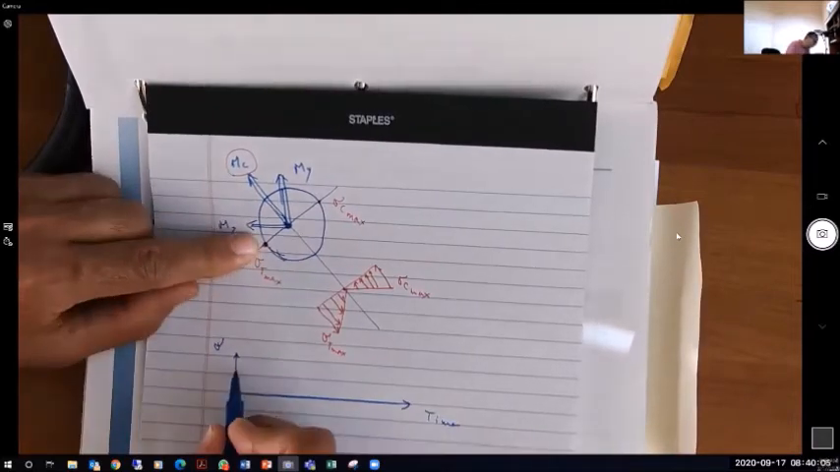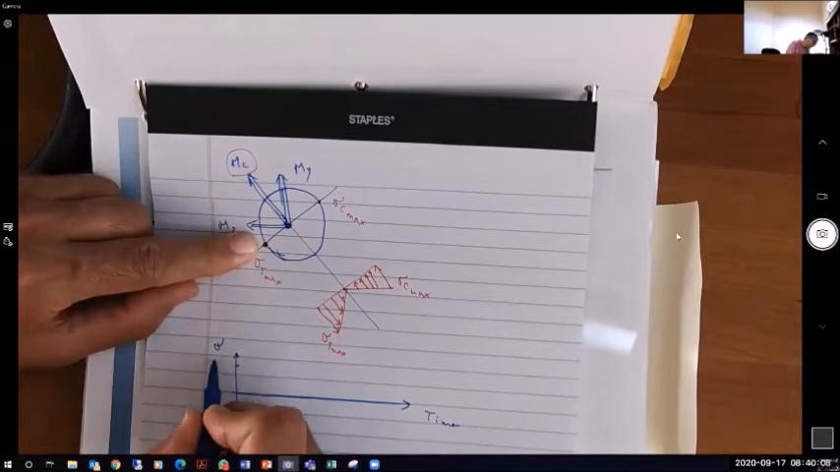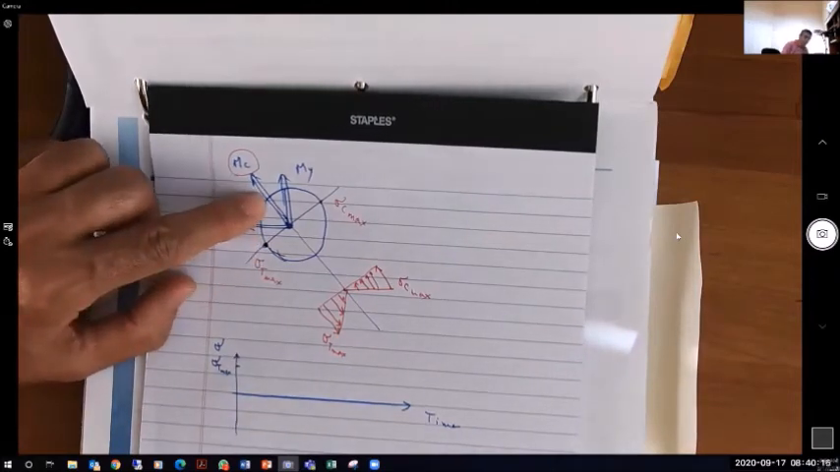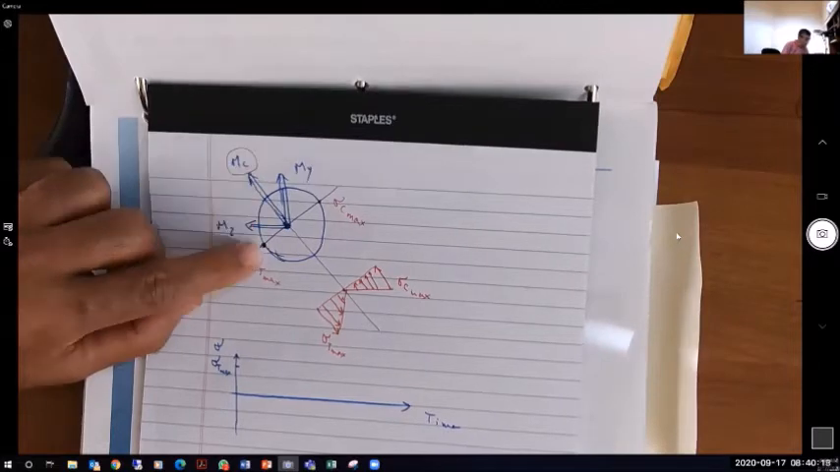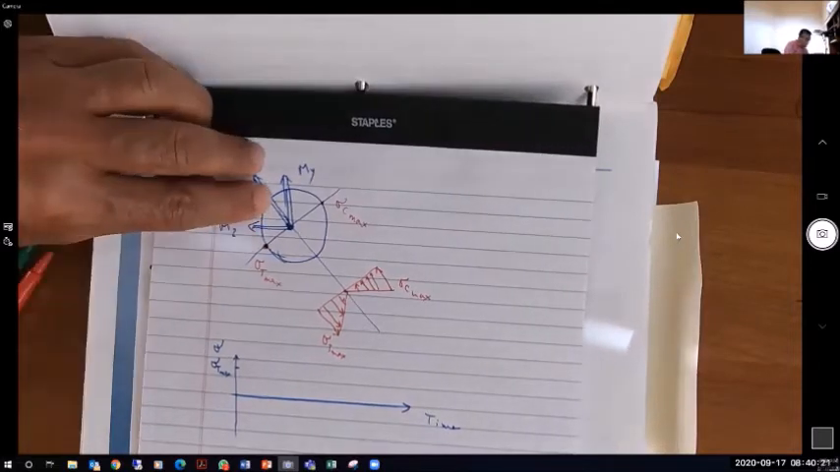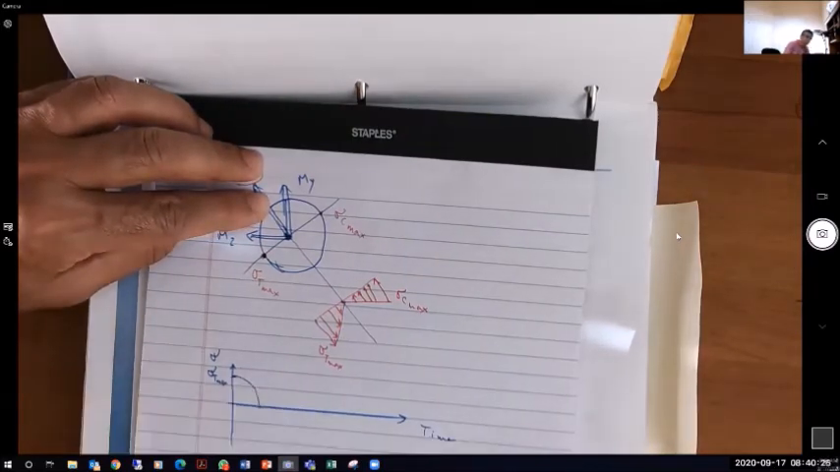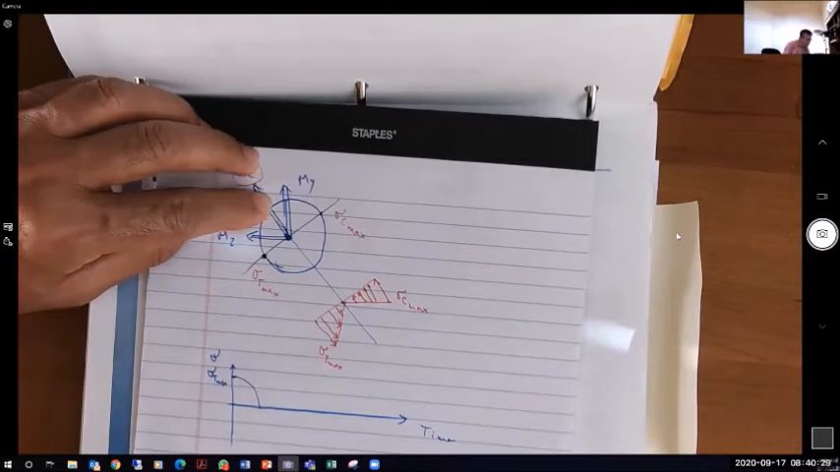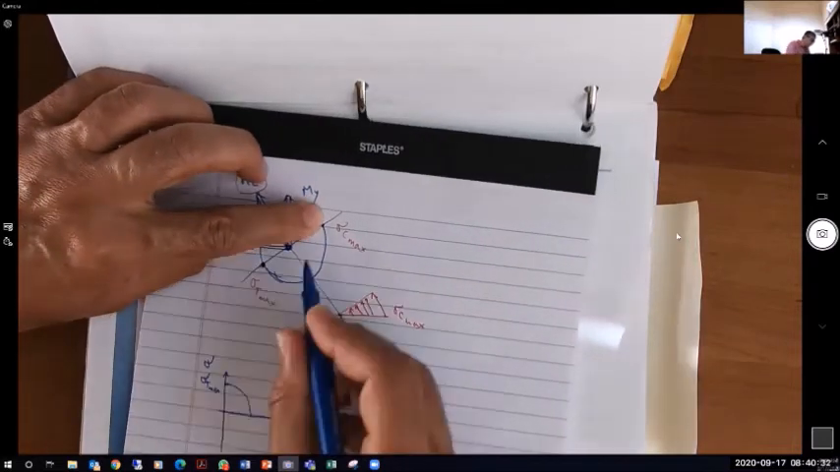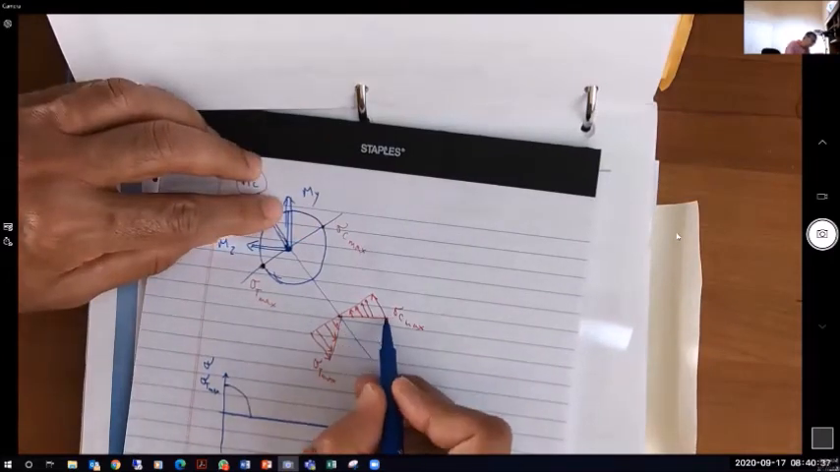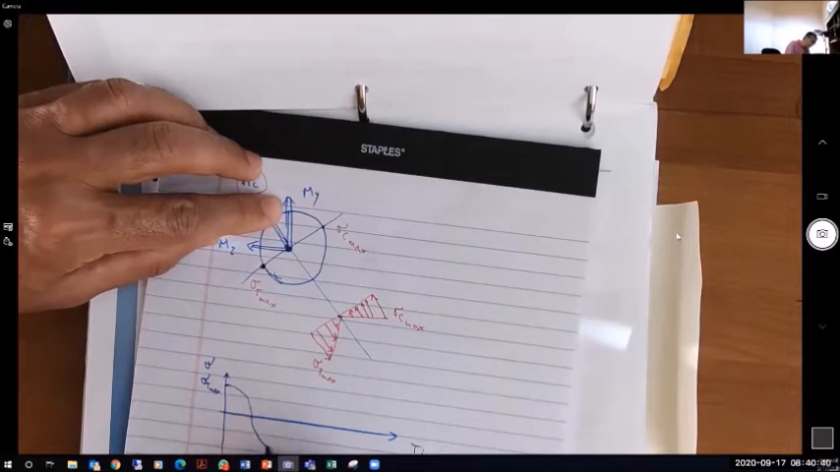This point starts with a maximum tensile stress. Now, as the shaft rotates 45 degrees, what's going to happen? It's going to move to the neutral axis, so the stress will continue to decrease until it becomes zero. And then as it continues to rotate another 45 degrees, it will become negative, compression, until it gets to sigma C max. So here I have sigma C max.